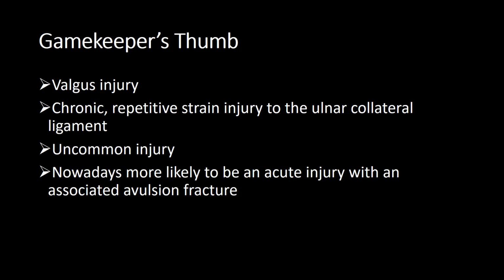Gamekeeper's thumb is a valgus injury. We don't really see Gamekeeper's thumb anymore. What it is, it's a chronic repetitive strain injury to the ulnar collateral ligament. And it's very uncommon these days. It used to be caused by gamekeepers breaking the necks of rabbits, and because they did this repeatedly over a prolonged period of time, it created laxity to the ulnar collateral ligament. These days it's more likely to be an acute injury with associated avulsion fracture.